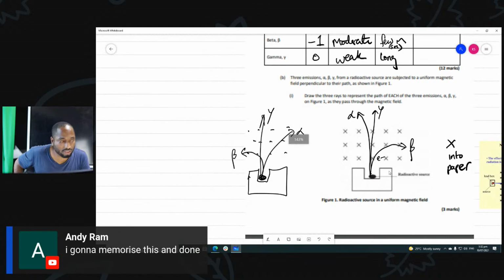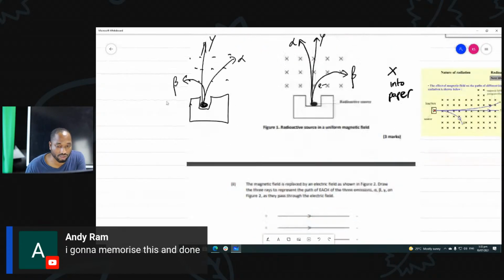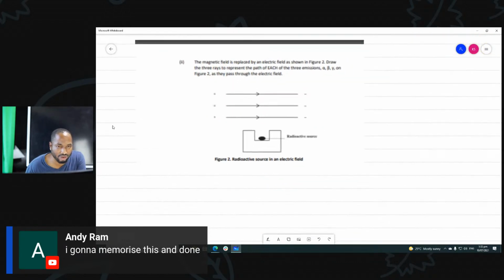All right. But I was kind of anti-memorization in physics when I was younger, so memorize nothing.